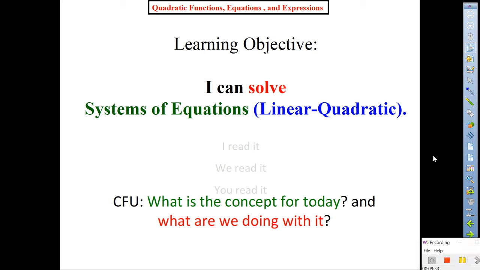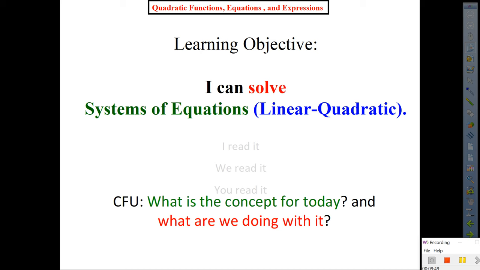All right. So here we go. Our objective for today, I can solve systems of equations, linear and quadratic. I can solve systems of equations which are linear and quadratic. Now, what is the main idea today? Systems of equations. Now, we already covered systems.